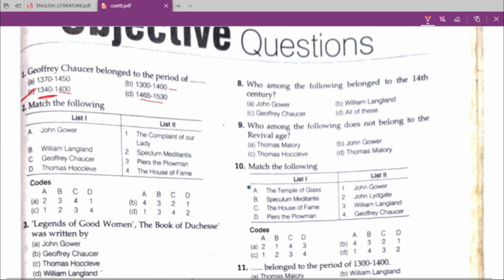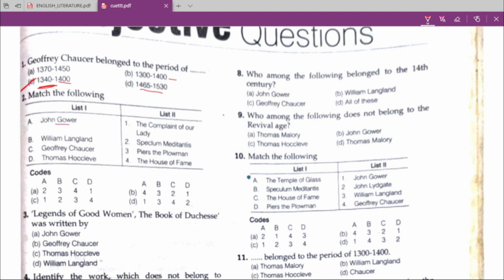Question number 2. Match the following: John Gower, William Langland, Geoffrey Chaucer, Thomas Hoccleve. Now there are some works of these authors: The Complaint of Our Lady, Speculum Meditantis, Piers the Plowman, The House of Fame. So John Gower has written Speculum Meditantis, whereas William Langland has written Piers the Plowman, Thomas Hoccleve has written The Complaint of Our Lady, and Geoffrey Chaucer has written The House of Fame.